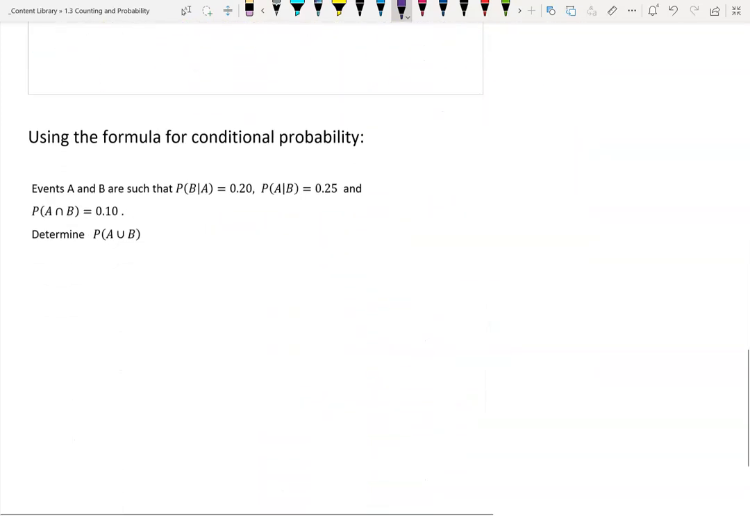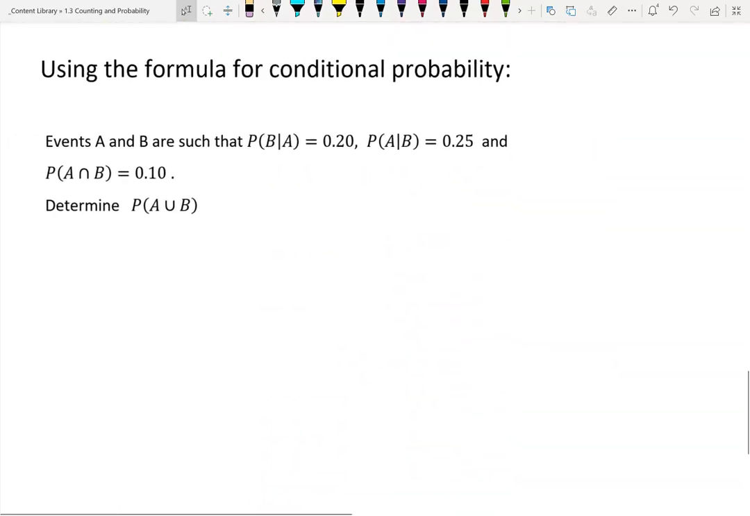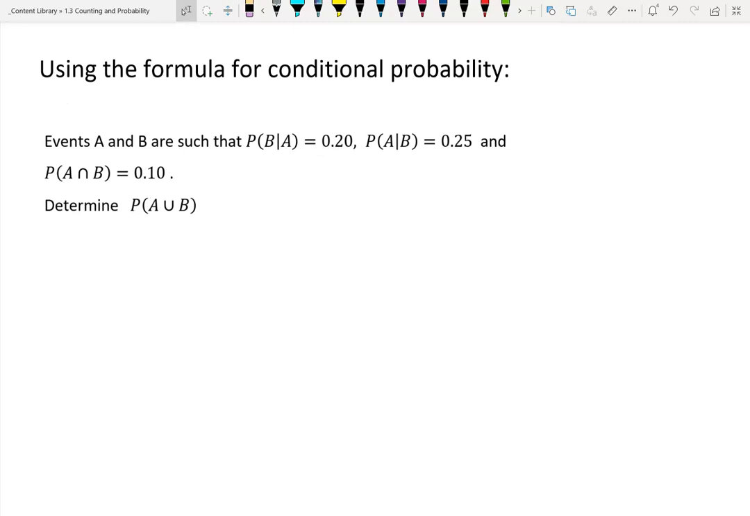I've got one extra question for you that I thought would be really nice to have a look at, is when we're presented with no Venn diagram and with some probabilities. And these ones are presented with the answers to the conditional probabilities. So if I've got the probability of B given A is 0.2, the probability of A given B is 0.25, and the probability of A and B is 0.1, how do I find A or B? The union, the either part, the or part.